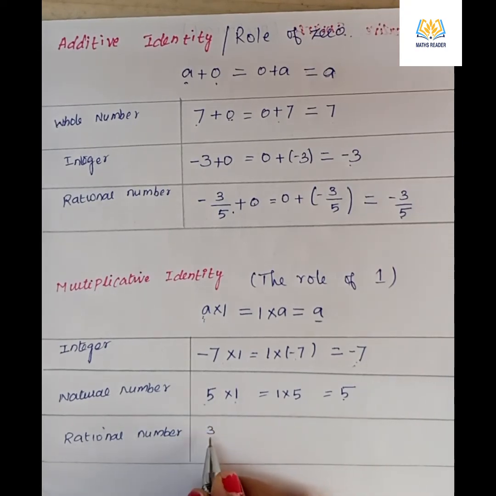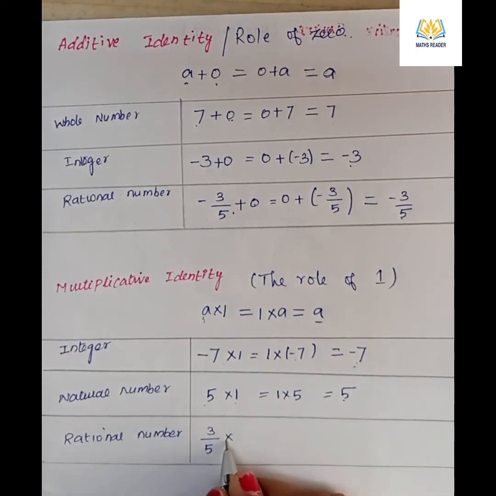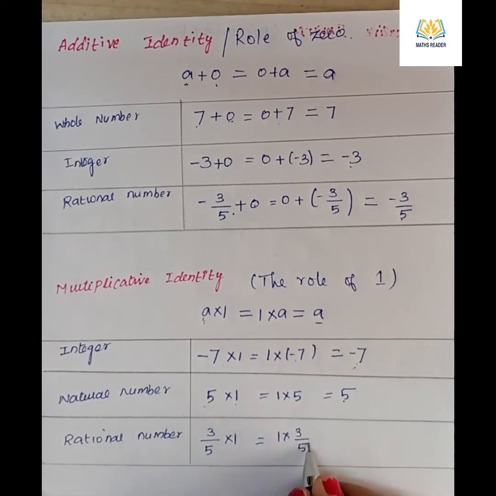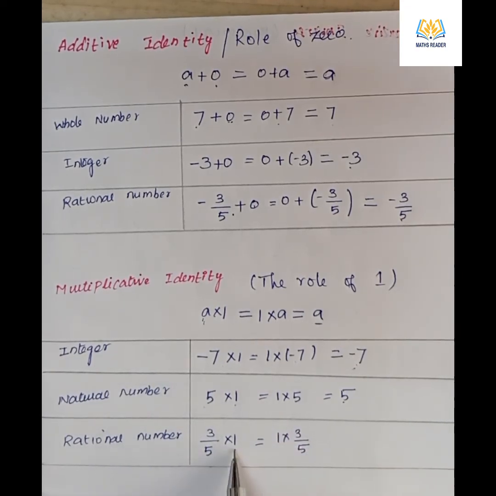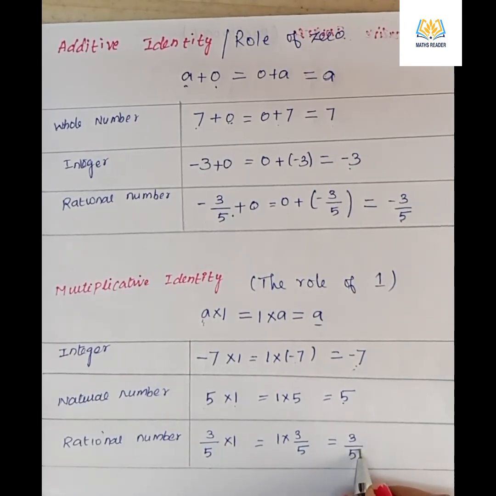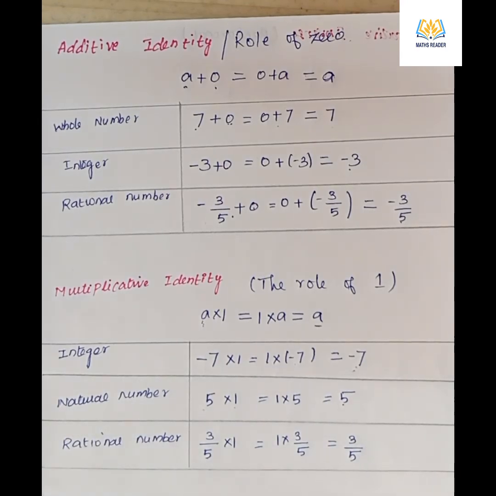Next we check for rational number. 3 by 5 into 1, and 1 into 3 by 5. So we are multiplying the rational number 3 by 5 with the 1. So we will get the same rational number as an answer. So 1 is called the multiplicative identity.